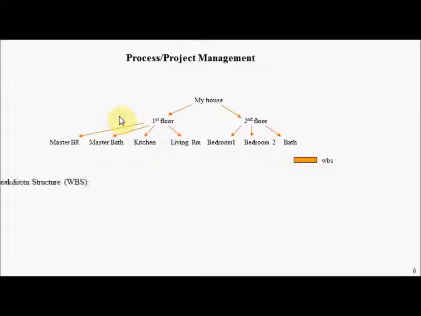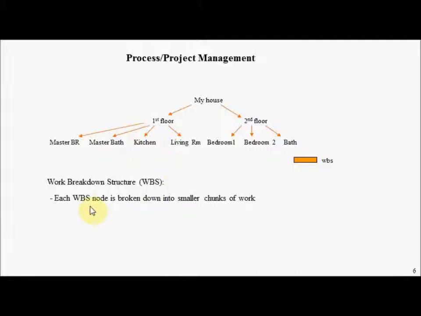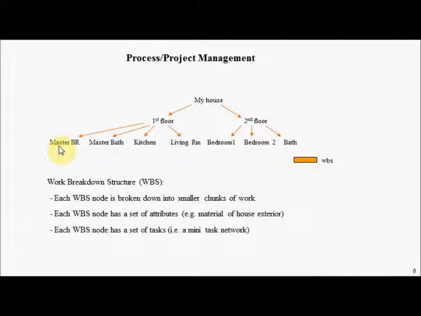And so what we're going to utilize here is the notion of a work breakdown structure. And each work breakdown structure node is broken down into smaller chunks of work here, as you see. And assume that at each level of abstraction here, there's a number of attributes associated with that level of abstraction, namely a collection of tasks that must be accomplished, and assume there's a temporal relationship between the tasks. And so, in effect, what we're going to be constructing is a little mini task network associated for each level here.